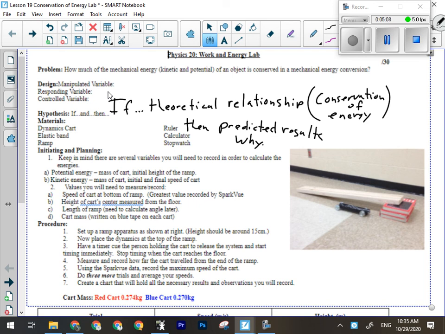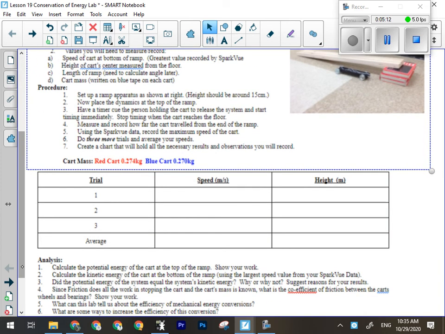All right, so you've got a chart in your Google Doc there that looks like this, right? You're doing 3 trials, and what you need to measure is the height of the ramp. It should be around 15 centimeters. It doesn't need to be much higher than that. I also wouldn't make it much lower than that. 15 is kind of the sweet spot. 20 would be on the high end.